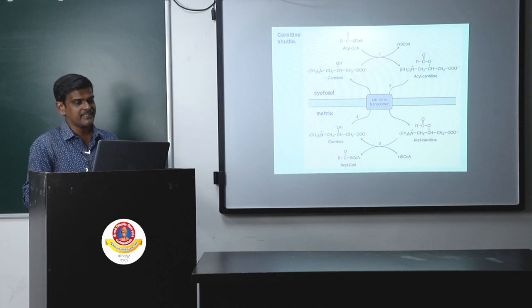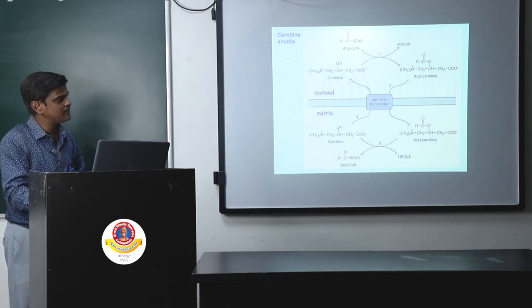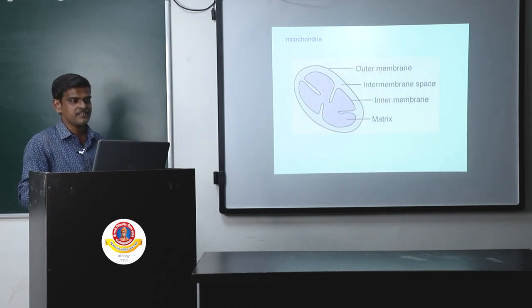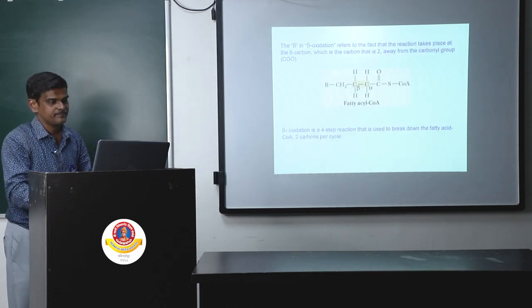And carnitine is released free in the cell cytoplasm again to acquire a new incoming fatty acid. So this diagram shows how the carnitine molecule acts as a transport molecule for transfer of the activated form of the fatty acid from cytosol to the mitochondria for further rounds of oxidation. So this is the general structure of the mitochondria.